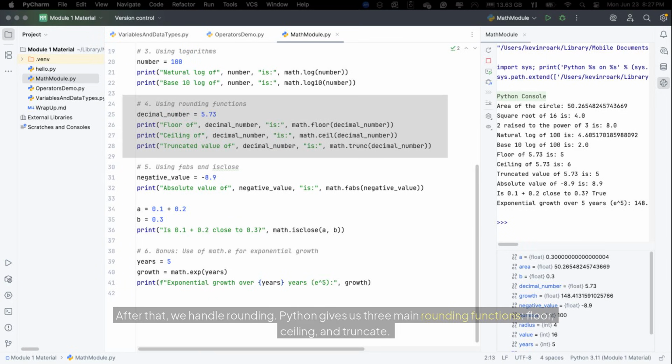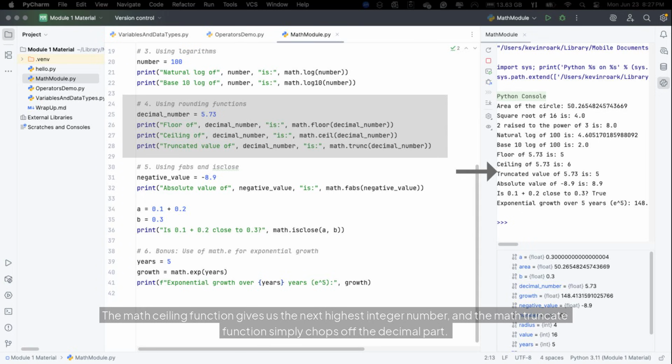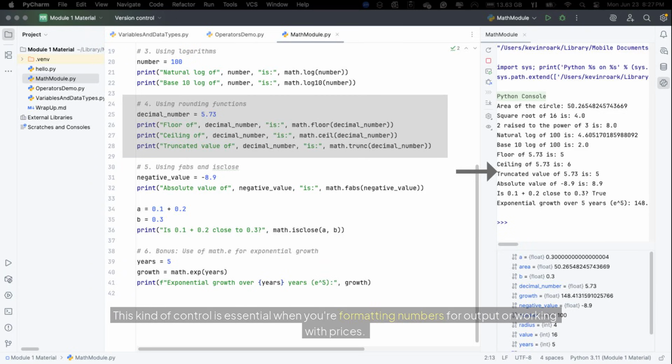After that, we handle rounding. Python gives us 3 main rounding functions: floor, ceiling, and truncate. We use them to round a decimal number, 5.73. The math.floor method gives us the next lowest integer. The math.ceil function gives us the next highest integer number. And the math.trunc function simply chops off the decimal part. This kind of control is essential when you're formatting numbers for output or working with prices.